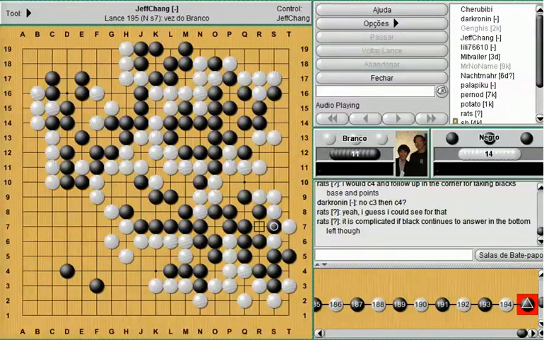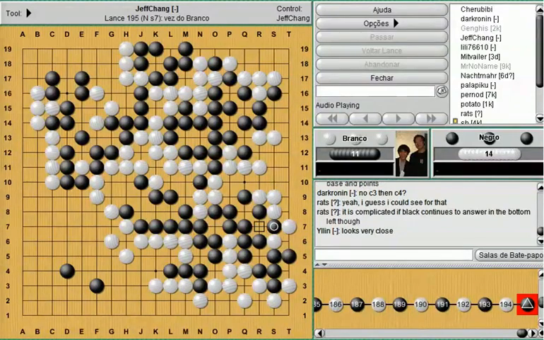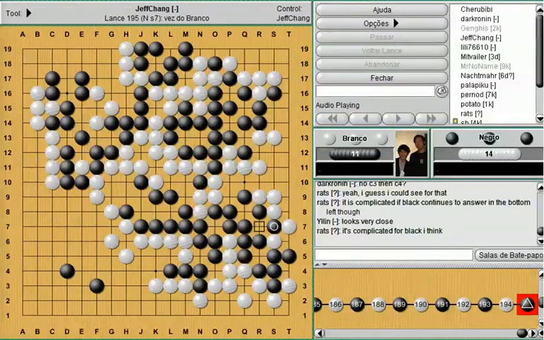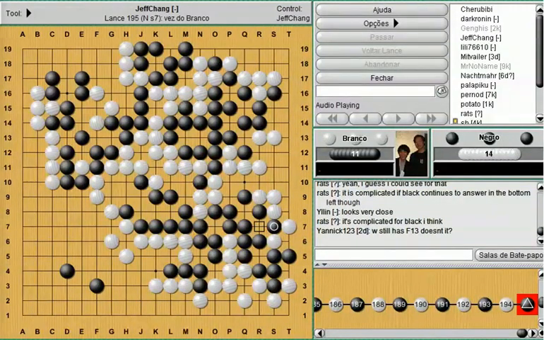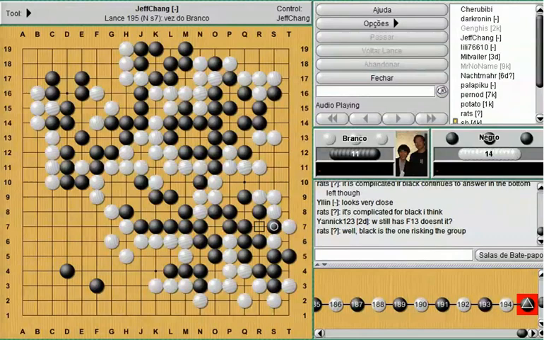Exactly. Yeah, so you'd better actually consider all the scenarios, including if black answers. Looks very close, huh? "It's complicated for black" sounds like a weird statement, I'm sorry, because if it's complicated, it means it's complicated for both. Or you're not trying to tell it is complicated.